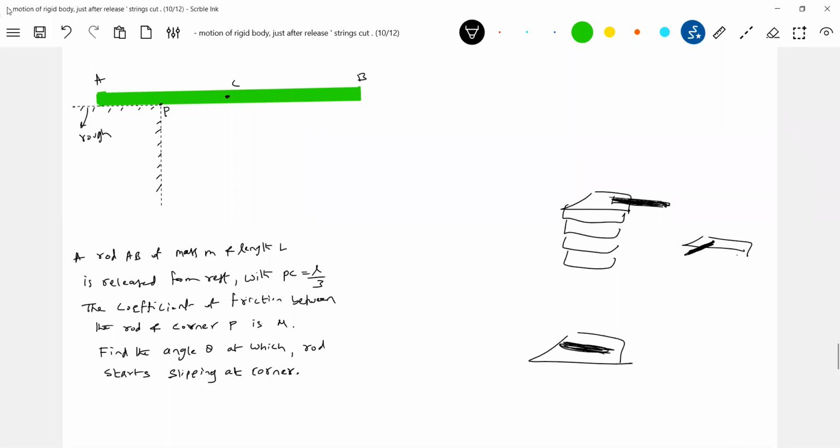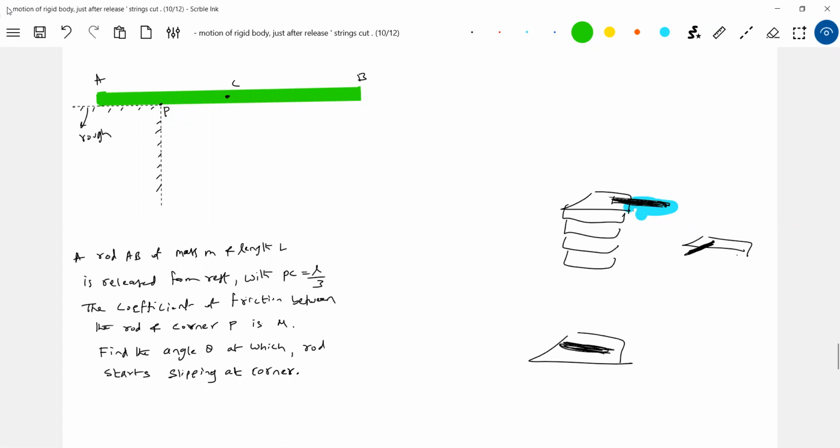So this is called an offset. Some length should be projected outside. Then it will tip, no? It will fall. So when it is falling, what actually happens here? There is a coefficient of friction between the rod and the corner, the edge. It will start tilting, no? That coefficient of friction is mu. So find the angle theta at which the rod starts slipping at the corner.